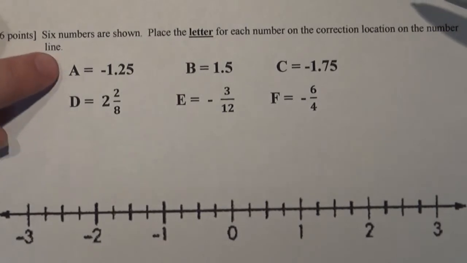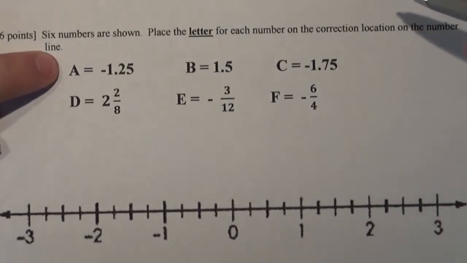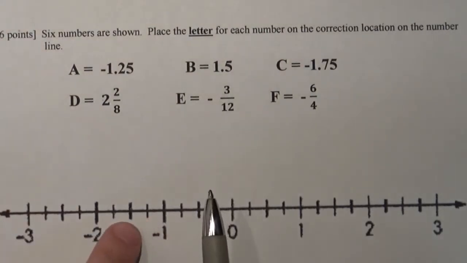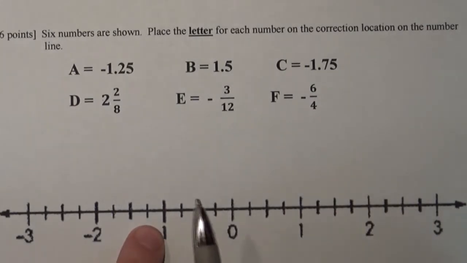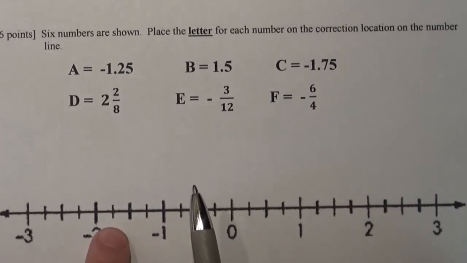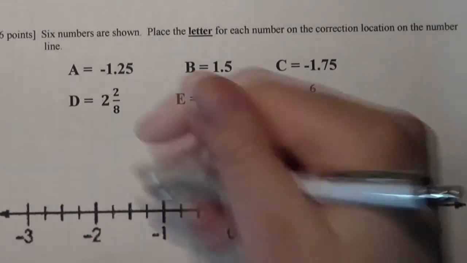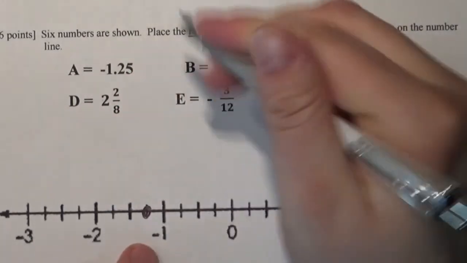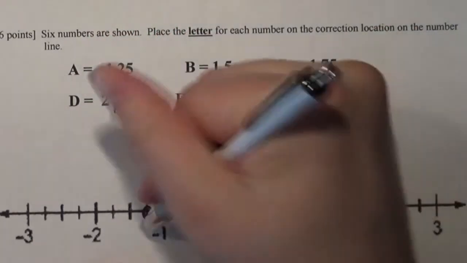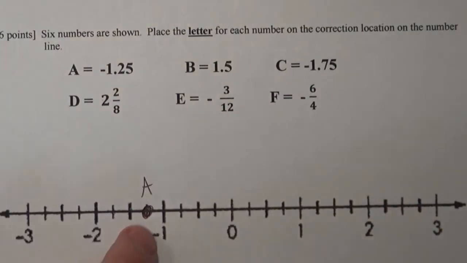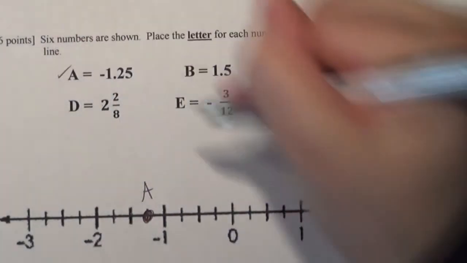Let's start with letter A. It says negative 1 and 25 hundredths. If I look at this, here's negative 1. If I go more than negative 1, I'm going down here, 1 and 25 hundredths. This is 1, 2, 3, 4 spaces in between. That would be 25 hundredths, 50 hundredths, or 5 tenths, 75 hundredths, right? So I know that negative 1 and 25 hundredths is going to be point A. So on your test, make sure you make your point nice and large. Make sure you label it very clearly. So I know A is correct.